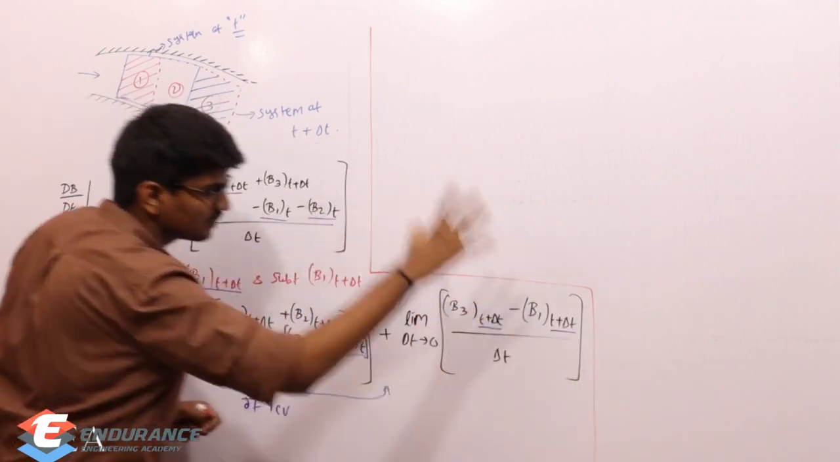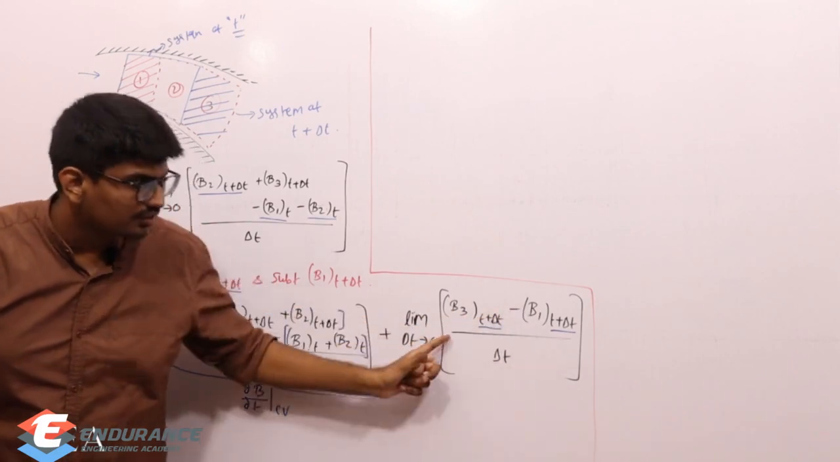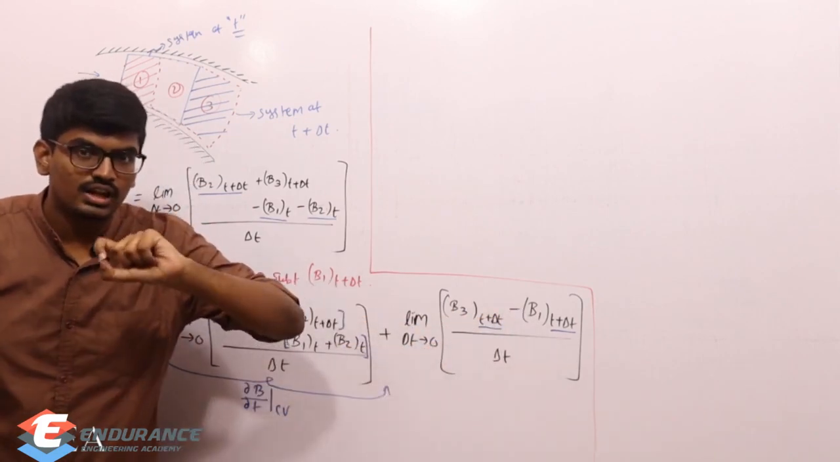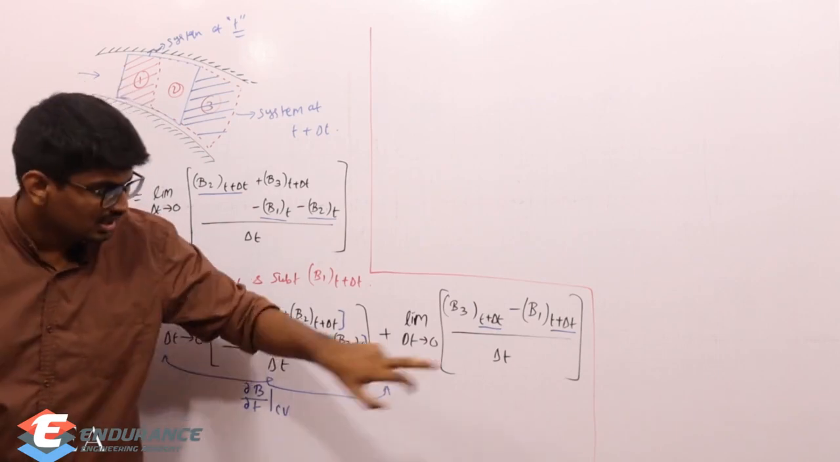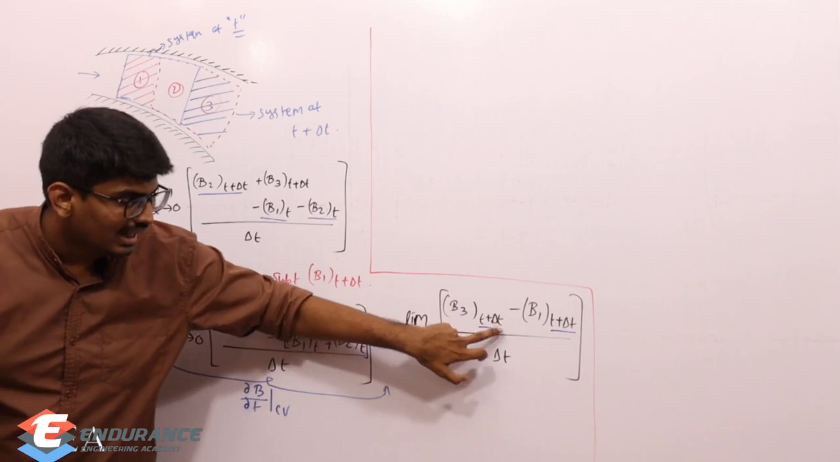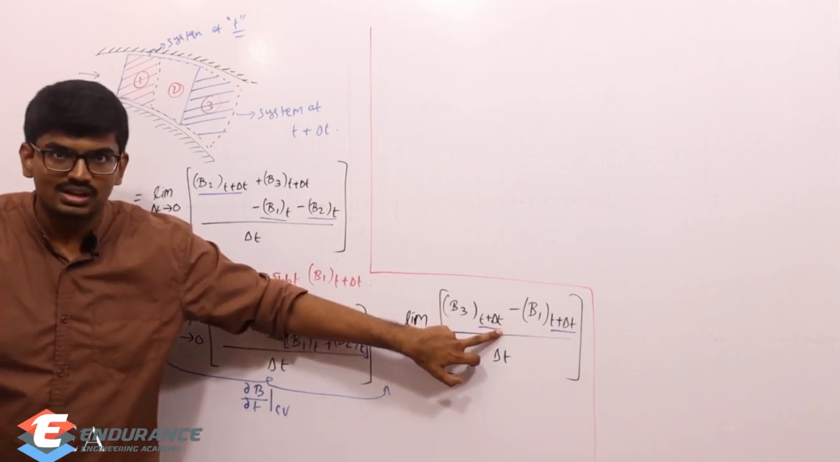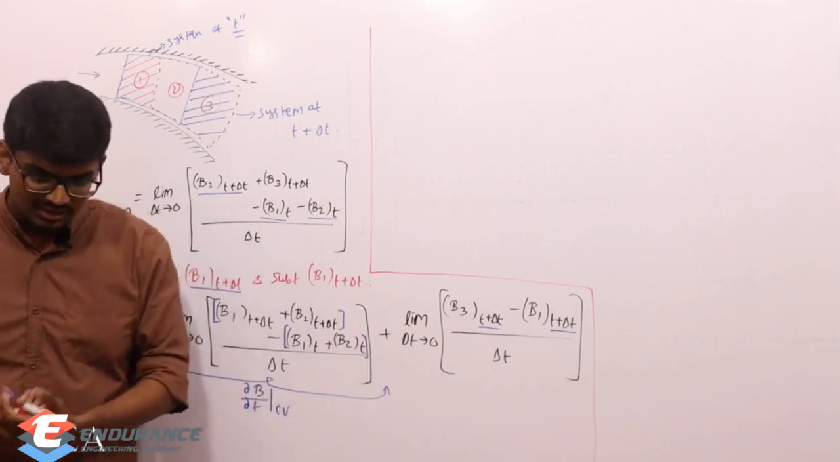And what can you say about this? Listen, the net outflow minus inflow of the property B. This is outflow, this is inflow at time t plus delta t of the property B. I am finding it with respect to time. So what is it indicating?